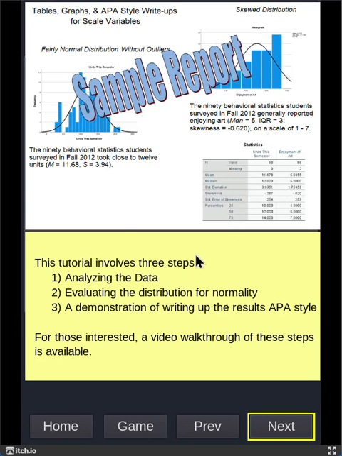Okay, so this tutorial is going to involve three steps. First, analyzing the data. Second, evaluating the distribution for normality. As you can see, it's going to influence then how we write it up. And then a demonstration of writing up the results APA style. We'll do this first in tutorial mode, and then we'll take a look at it in game mode.